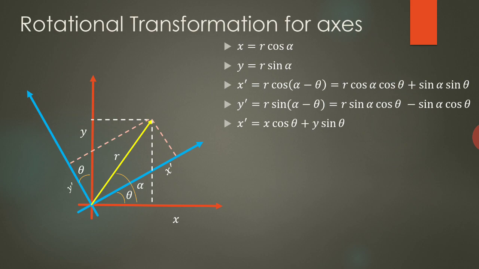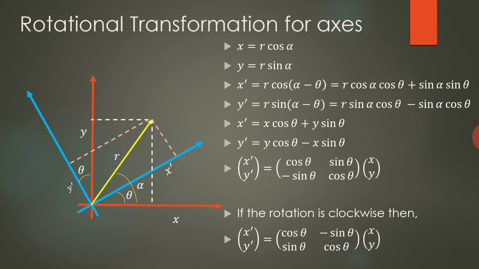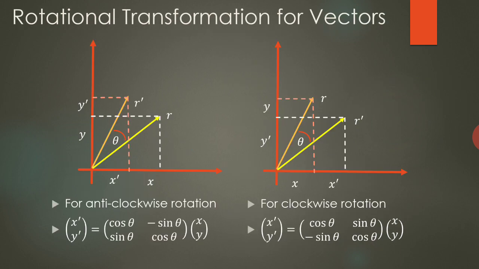If we substitute the values of x and y, I can represent this x prime and y prime as a matrix. This matrix is called the rotational transformation matrix or rotation matrix for anti-clockwise rotation of the axis. If I rotate the axis in the clockwise direction, this matrix will take a transpose, and I'll get the rotation matrix for clockwise motion in 2 dimensions like this.